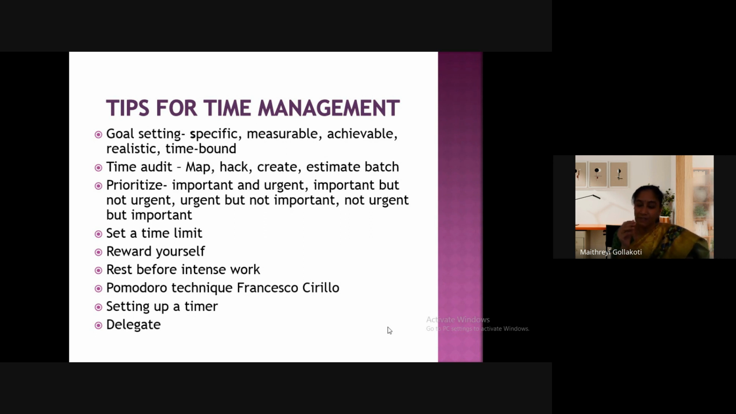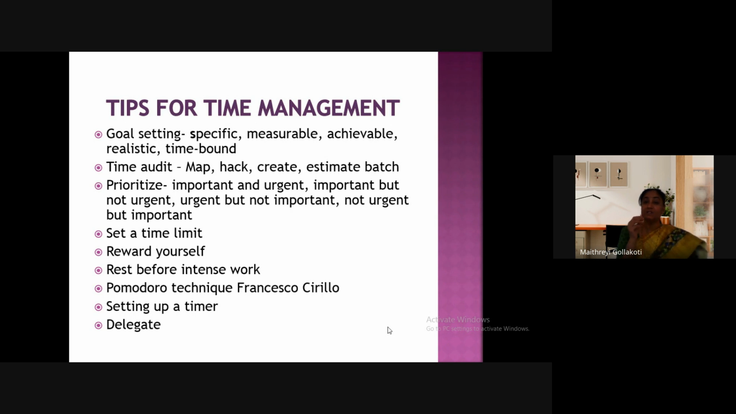Okay. Sometimes suppose I am designing a question paper. So designing a paper, typing it, sending it to the exam department, all those things are related, isn't it? So all the tasks together I bunch and do them in 1 hour. Okay. So like that, you always map, hack, create, estimate, batch. So that is how you have to work.